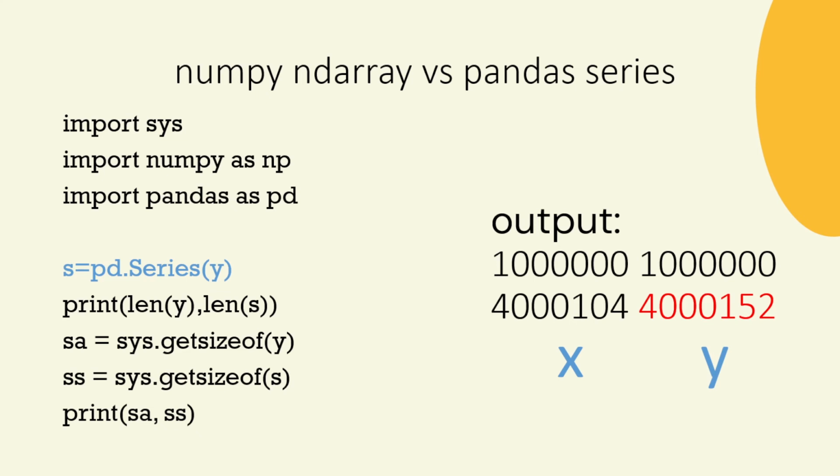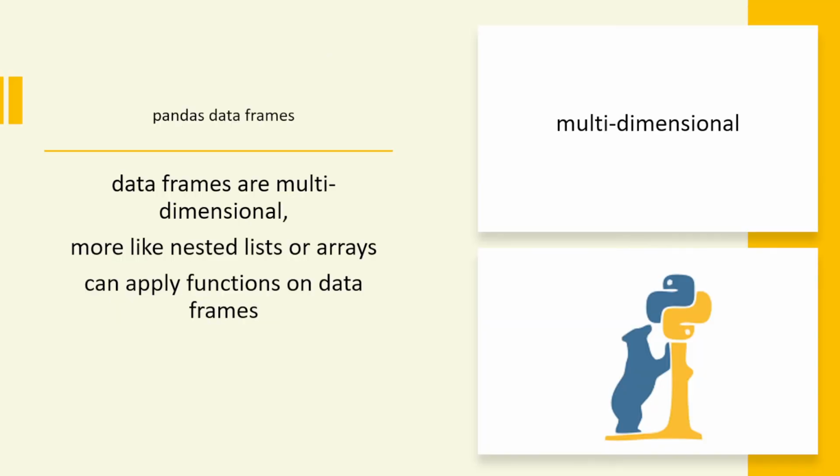When we look at the memory, the series is very similar to the numpy array. The numpy array and the pandas series are quite similar when it comes to the amount of bits that we use when it's stored. Data frames are multi-dimensional, we're used to seeing them in a table, so they're more like a nested array or list rather than a single one. And as I said, we can apply functions on them.